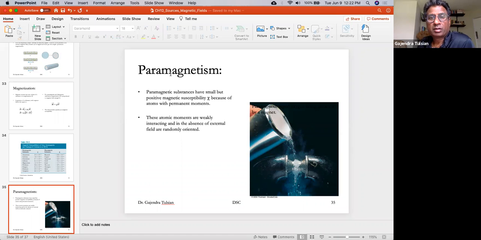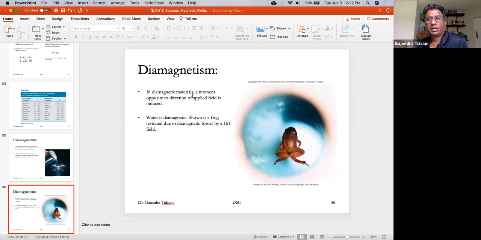All right, so paramagnetic materials have small but positive magnetic susceptibility because of atoms with permanent moments. These moments are weakly interacting and in the absence of external field are randomly oriented. All right, so here's diamagnetism, which acquires an opposite moment.